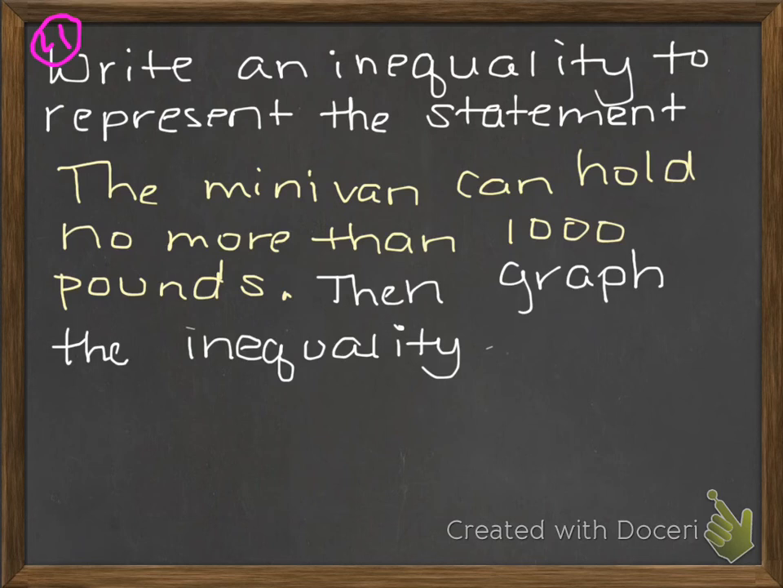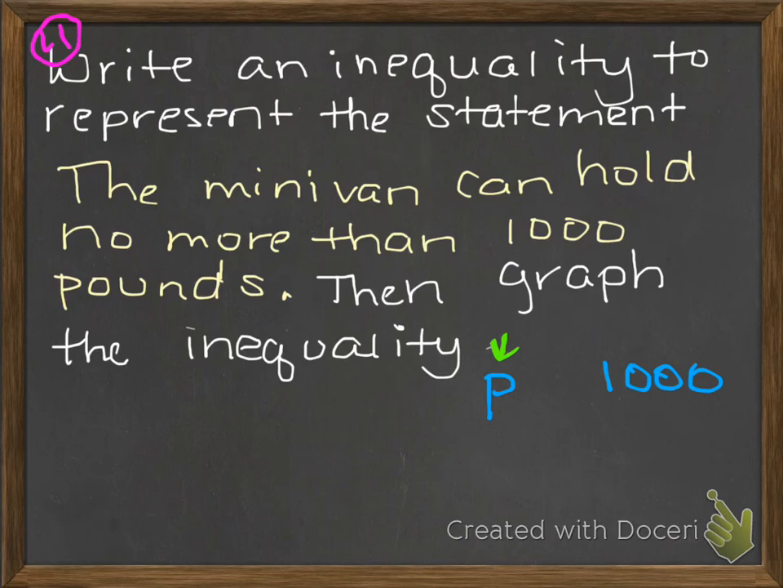So when it says that the minivan can hold no more than 1,000 pounds, I would probably select P as my variable because that's the number of pounds. And then on the other side, I need to have the 1,000. It's important that you have both sides set up before you try to put the inequality in there, because it's difficult to compare P and 1,000 when you don't have both pieces. So the pounds, which are going to be right here, it says can hold no more than 1,000 pounds.